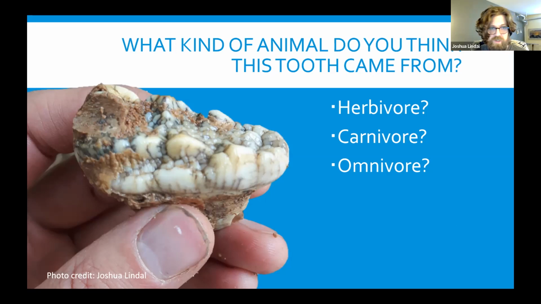So I want you to answer on your worksheets now. What kind of animal do you think this came from? A herbivore, carnivore, or omnivore? And also, what different words could you use to describe this tooth? And I guess I'll wait for a few minutes to give you a moment to add some answers to your page. I don't know when you've answered your questions, if your teacher wants to offer some suggestions into the chat, or if not, we can just move on whenever we're ready.